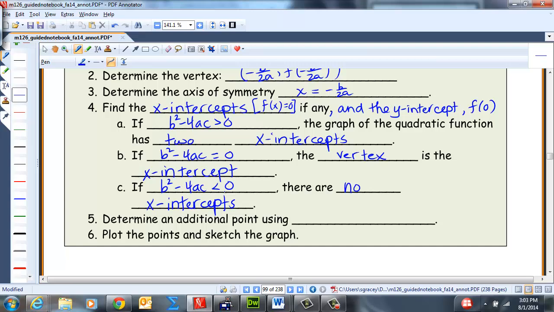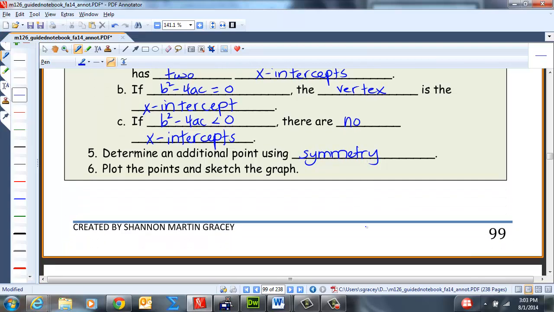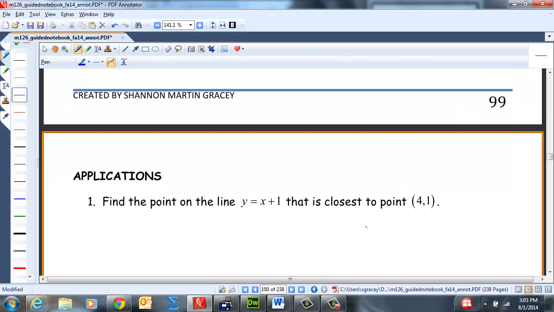So you can determine an additional point using symmetry with that y-intercept. And then you just plot the points and sketch your graph. Easy peasy.